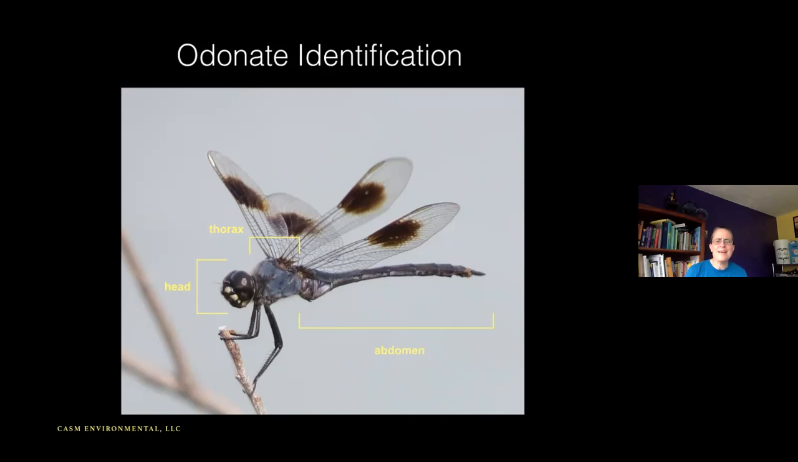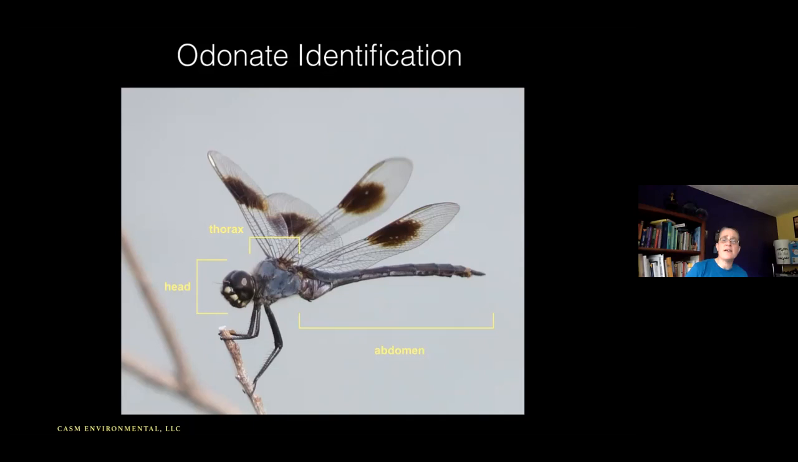They're very easy to overlook. You can just barely see them in that picture. The head is where the mouth parts are, and the eyes and mouth parts are really important for dragonflies and damselflies, where the various sensory organs are. The thorax is where each of the three pairs of legs is attached to the body, and it's also where the two pairs of wings are attached.